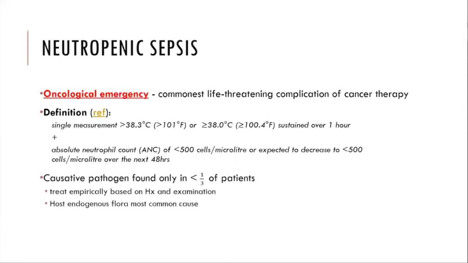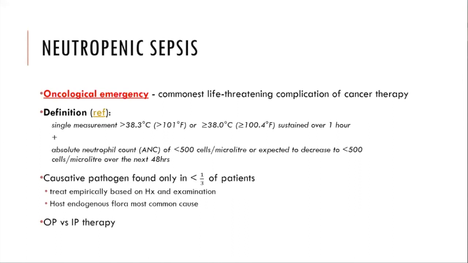This is really vital, right? We spoke more broadly in sepsis about finding the source, but in less than a third of cancer patients do we find the actual pathogen or sensitivity. So it's more important to find what you think is the source based on the clinical history and examination. Most commonly, it's caused by endogenous flora, because this patient is immunosuppressed, obviously, but you want to treat it empirically based on the history and the examination. You won't necessarily get sensitivities from neutropenic sepsis.